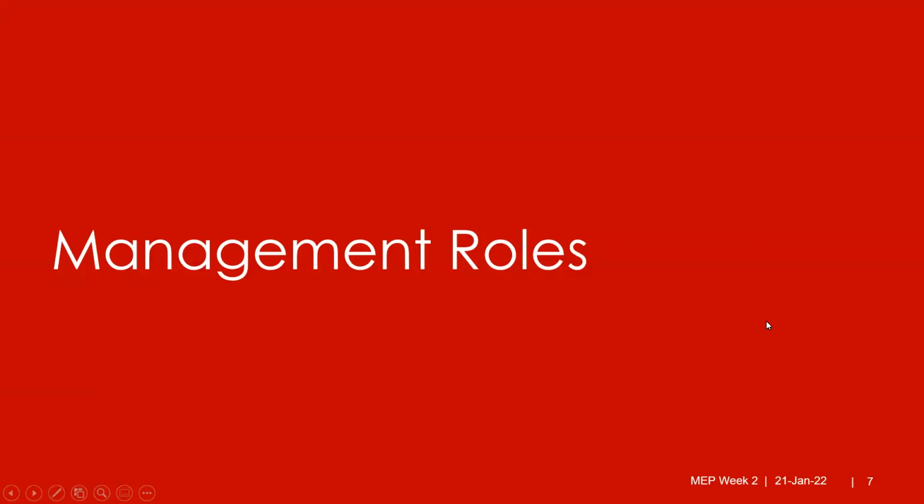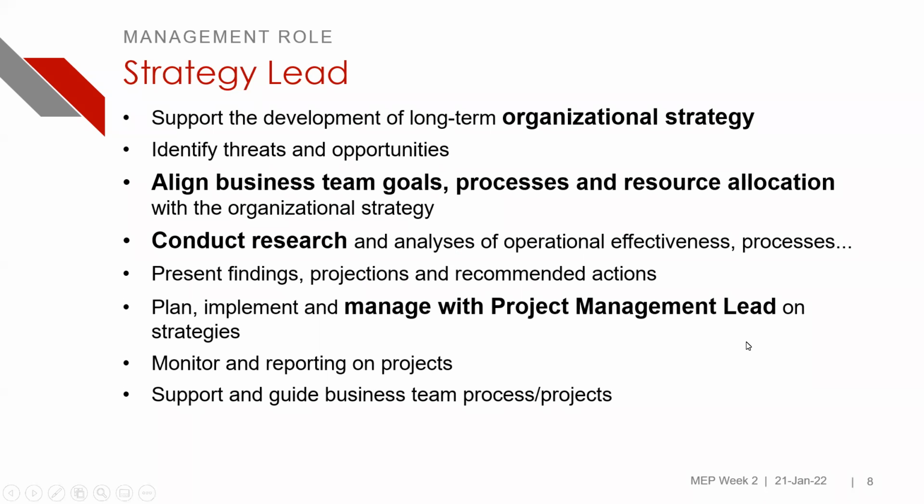Now let's go into management roles. So the strategy lead. I'm not going to read all of this, nor for the next few positions that come up. I'm just going to try to hint upon the high-level items with the strategy lead and the positions that come after this. The strategy lead is really to have strategy behind what we do. They're going to conduct research and make sure that our business team goals, processes, and how we allocate our resources is the best way possible. They will work very closely with the project management lead.